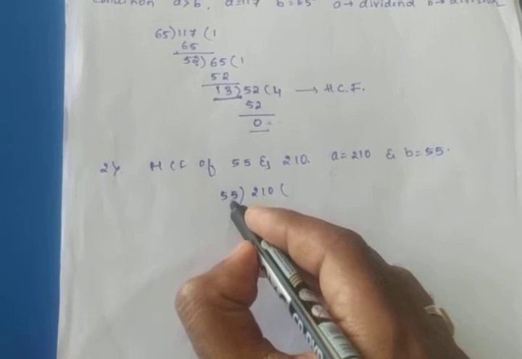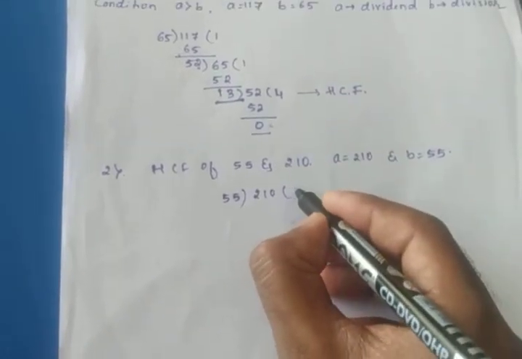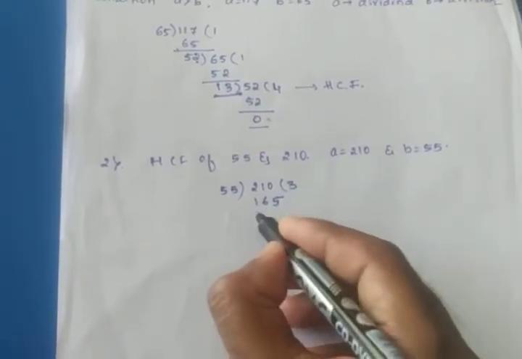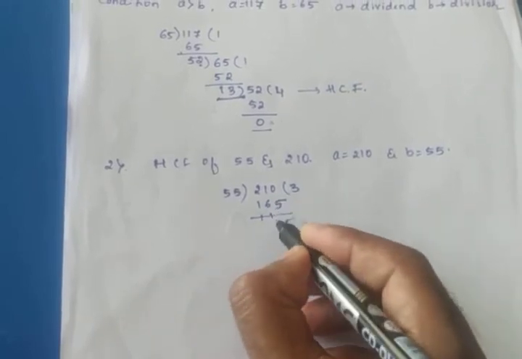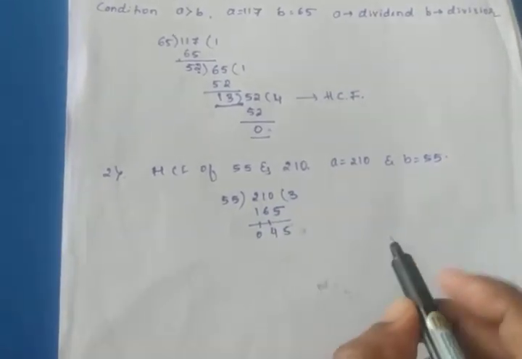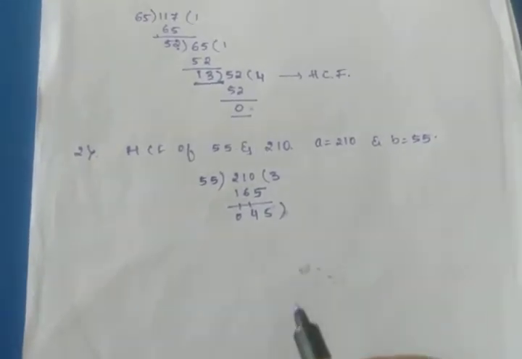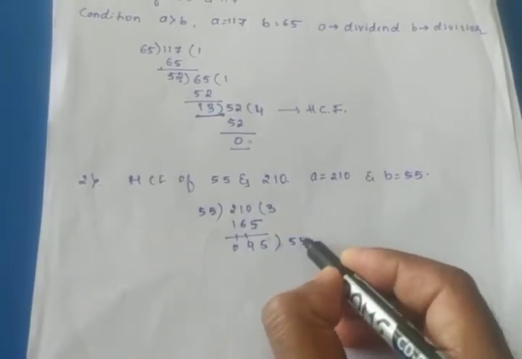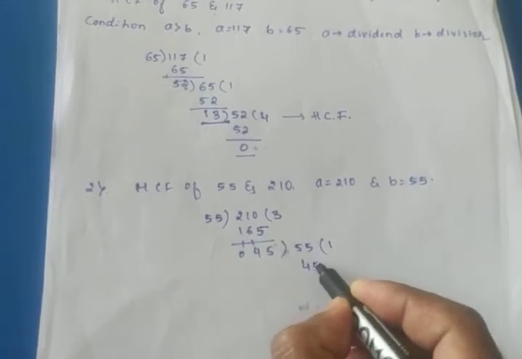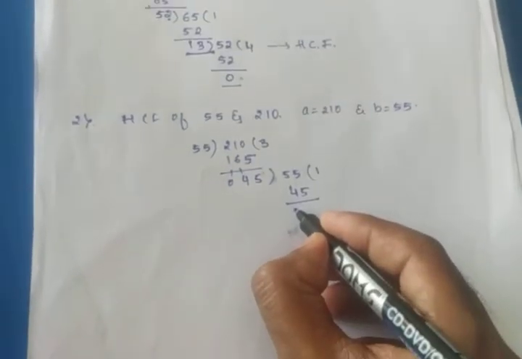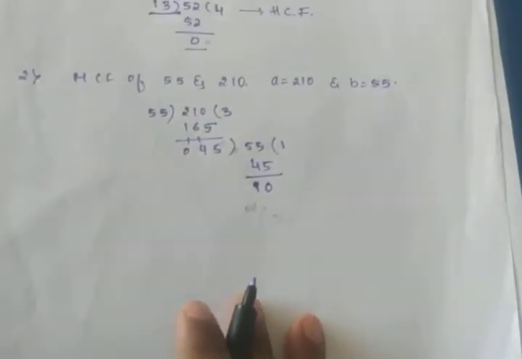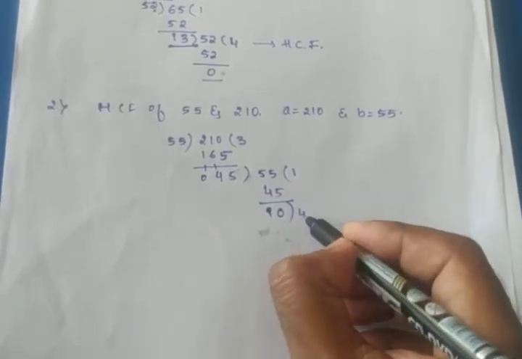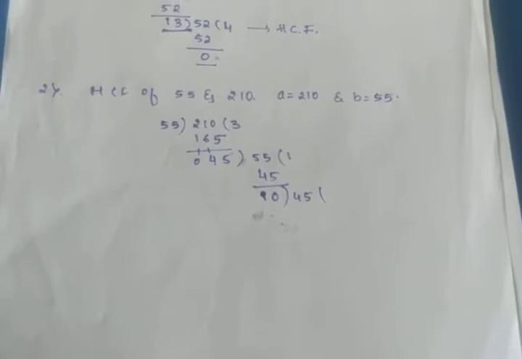So 55 is the divisor and 210 is the dividend. 55 threes are 165, so the remainder is 45. We have to continue until the remainder is 0. Now 45 is the divisor and 55 is the dividend. 45 ones are 45, and the remainder is 10. Again the remainder becomes the divisor and the divisor becomes the dividend, until we get remainder 0.